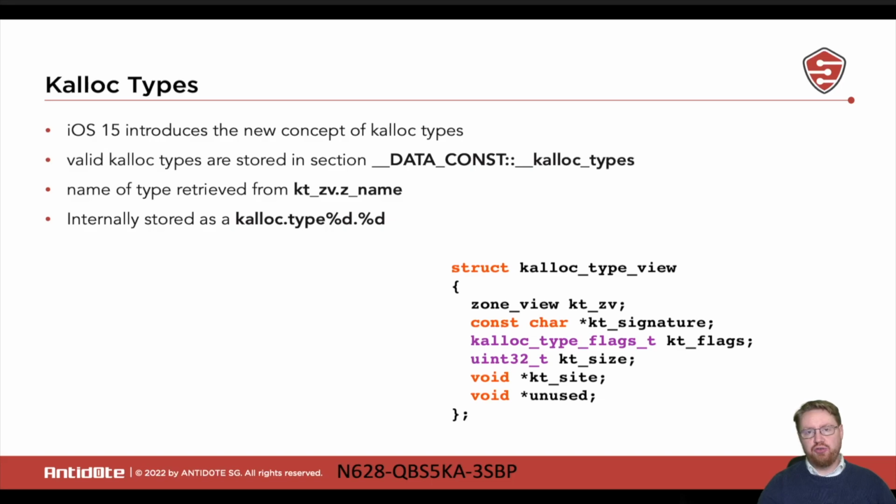Because when you look at the normal zone name that is stored for a specific kalloc type, you will see this kind of name, kalloc.type, and then the numerical stuff. This sounds a little bit complicated as I explained it, but if you see the example, you will see it's a lot easier than I made it sound.